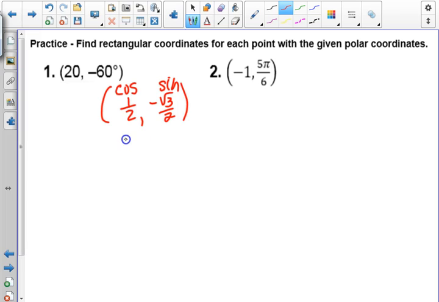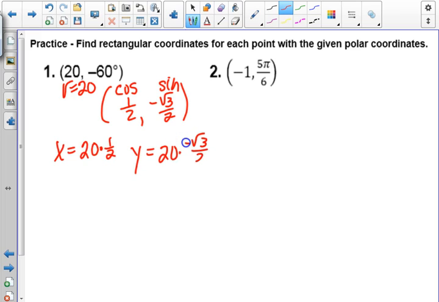Everybody agreeing with that? Okay, so R is 20. The cosine is 1/2. The sine is negative square root of 3 over 2. Yes? Got that off the unit circle? So X is going to be R cosine theta, and Y is going to be R sine theta, which will become what? Ordered pair.